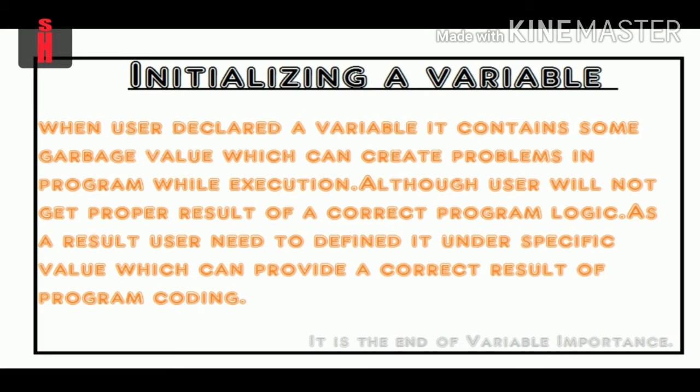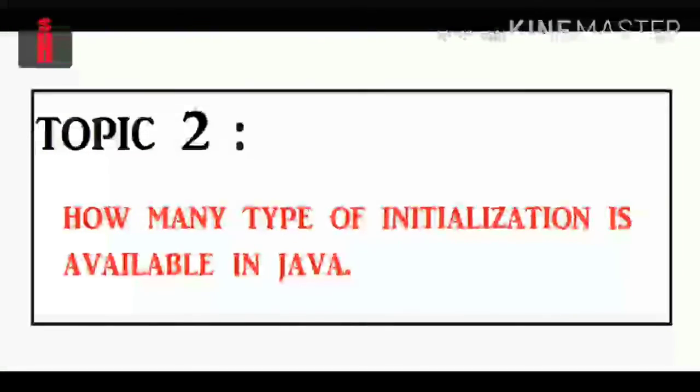So we have to define it with a specific value which can provide the correct result of a program. This is called initializing a variable, and this is our first topic, that is, why it is important to initialize a variable.